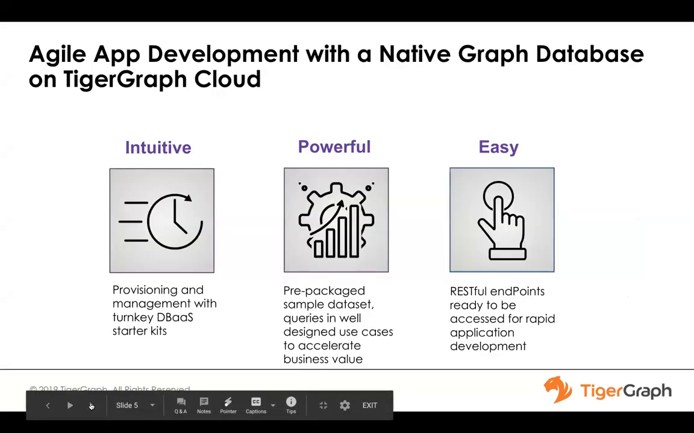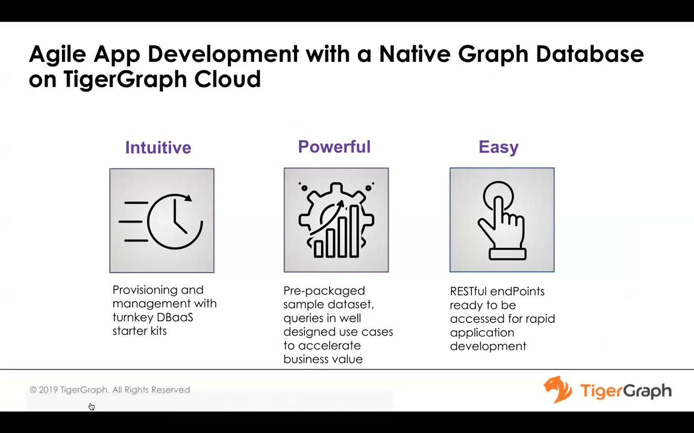What we want to examine here today is the application development on top of TigerGraph Cloud. We'll show a simple customized application built on top of a native parallel graph. There are 3 key benefits which facilitate agile app development with TigerGraph Cloud. It is super intuitive, powerful, and easy.